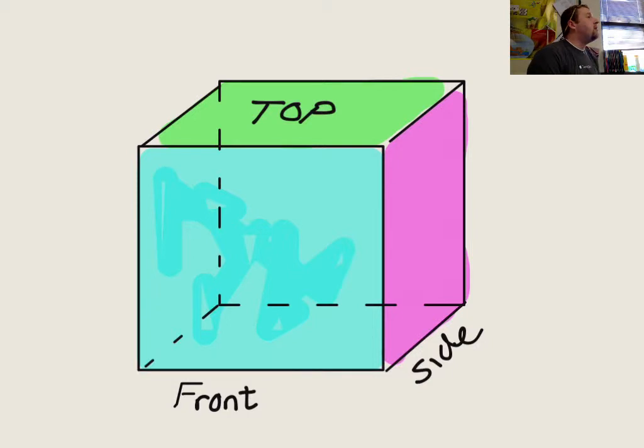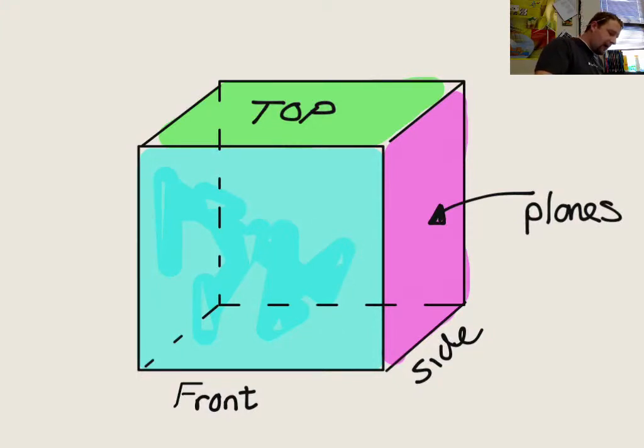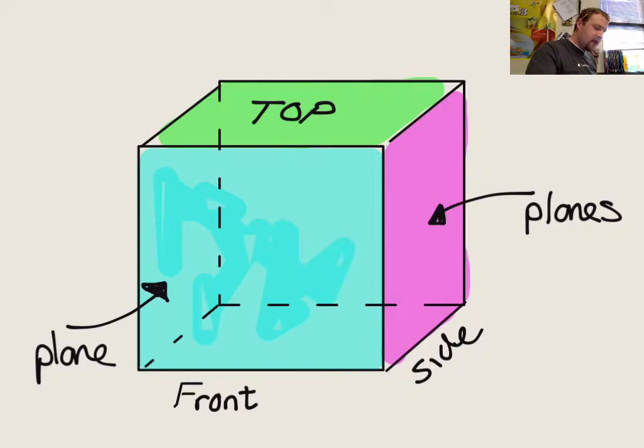Ladies and gentlemen, when you have a flat surface like that in 3 dimensions, these surfaces are called planes. So what I want you to do is draw an arrow to the different spots, and call them planes. Okay, the shaded areas are called planes. There's a blue plane, there's a purple plane, there's a green plane.